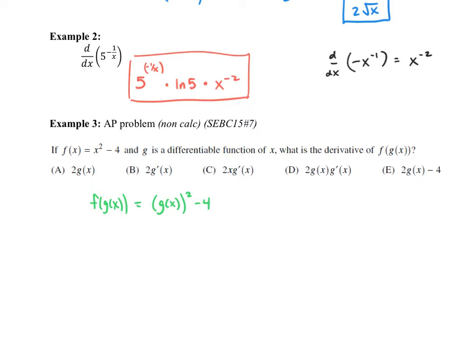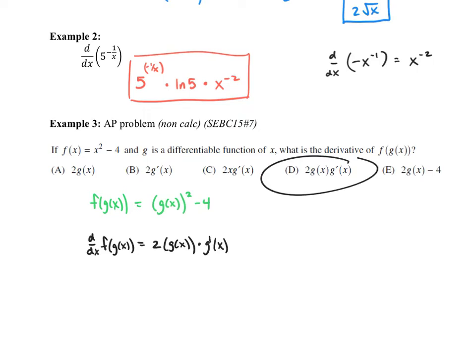So if we were to take the derivative of this now with respect to x, we get the power rule, so 2 times g of x, chain rule, so g prime of x, and the derivative of minus 4 is just 0, and so we get option D. All right, let's move on to the next page.